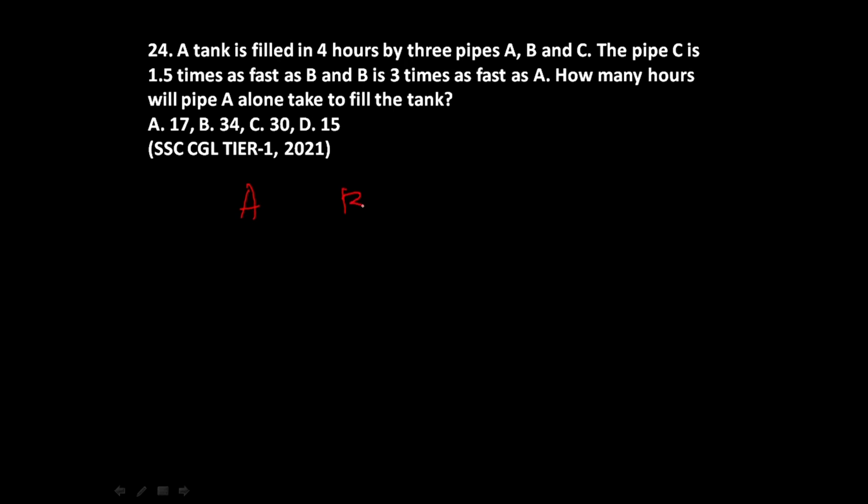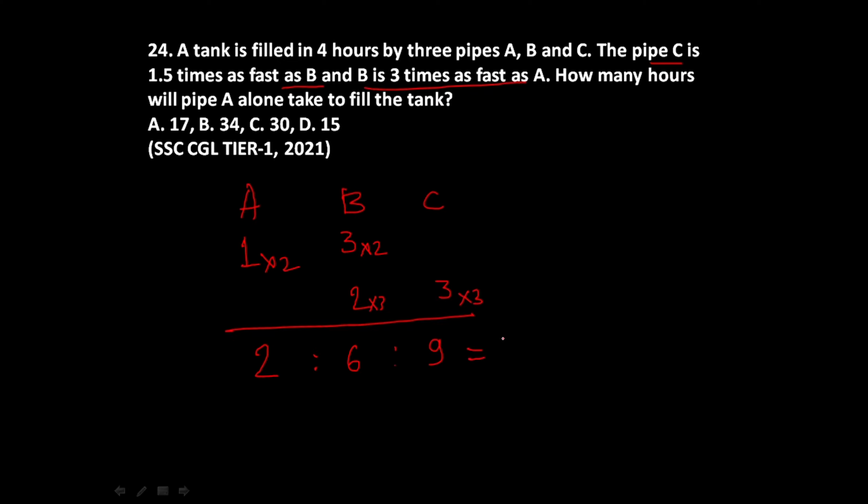It's a concept from ratio and proportion, right? It said that B is 3 times as fast as A. If A is 1, then B is 3, right? And it said that pipe C is 1.5 times as fast as B. So if B is 2, then C is 3, right? So we have to equalize it. We have to multiply it with 2 and here with 3, right? So the ratio will be 2 is to 6 is to 9, right? So what is the total efficiency? Total efficiency is 17.